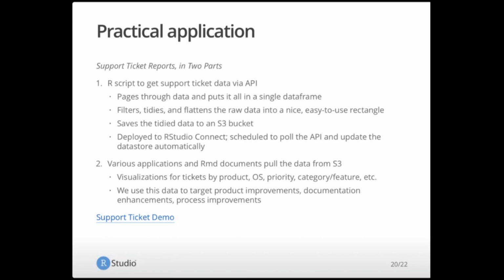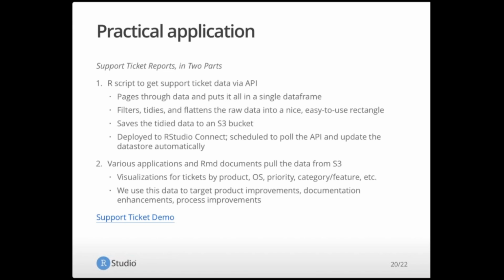Another alternate approach might be to make a series of incremental API calls that update the apps as the data comes in. But we didn't think that was necessary for this particular application, which is why we have it in two parts. The first part pulls that data, filters, tidies, and flattens it using the tidyverse, and saves it to an S3 bucket. We have deployed that script to our Studio Connect and scheduled it to pull the API to update the data store automatically. I never touch that unless I want a different set of data, unless I want to augment the data. It's beautiful. It runs automatically every night. I don't have to worry about it. Every morning, my reports are brand new and up to date.